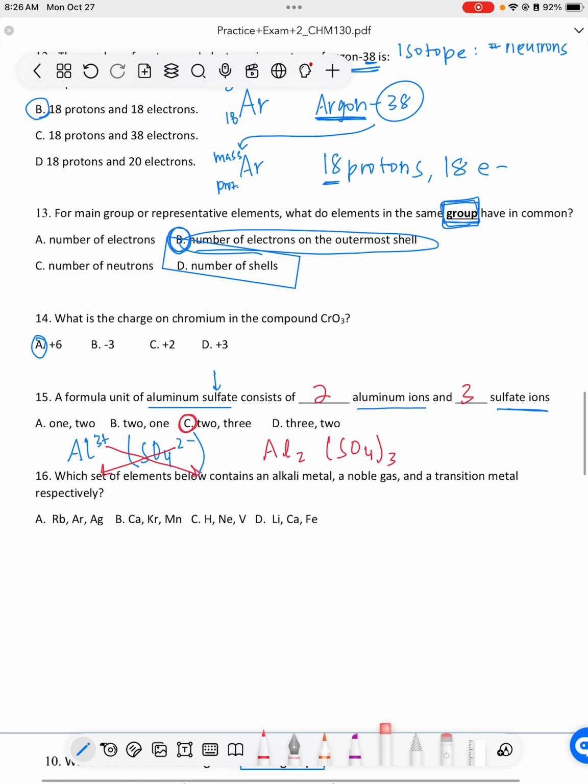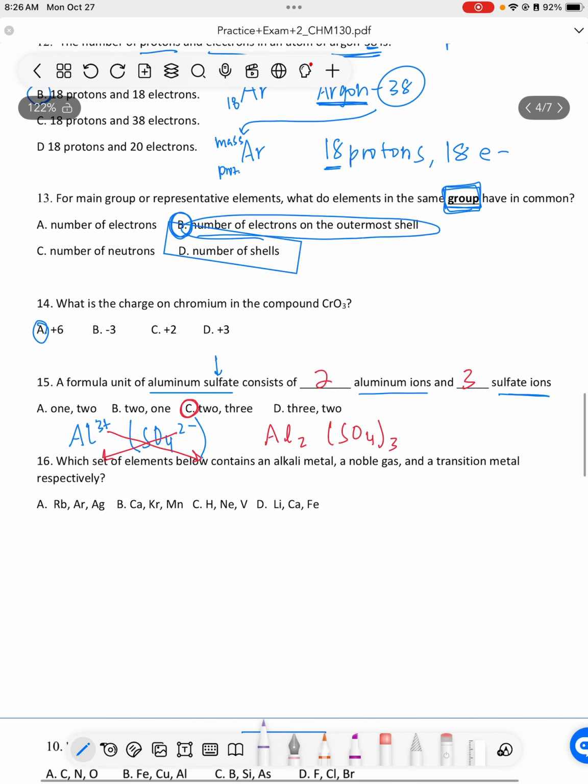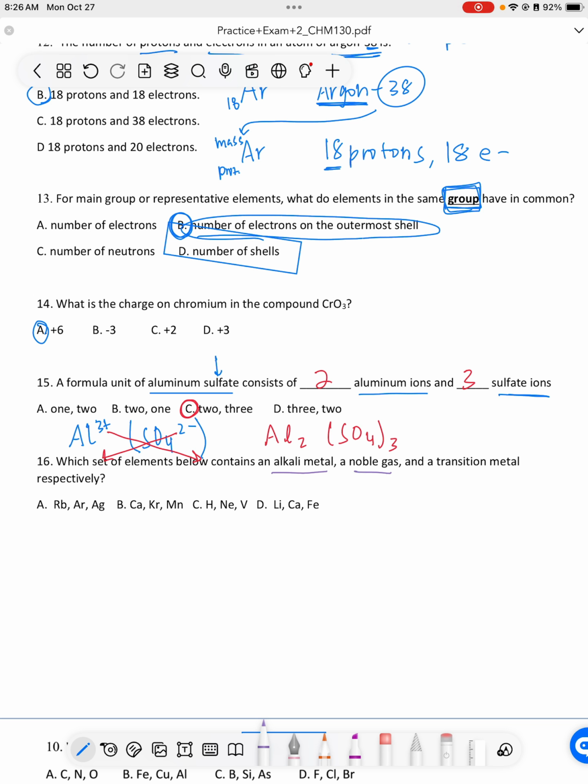All right, I'm gonna erase all of this. Actually, let's leave it. Okay, let's do a different color. Which set of elements below contains an alkali metal, a noble gas, and a transition metal, respectively? Respectively means that it goes in this order. It goes alkali metal, noble gas, and then transition metal.